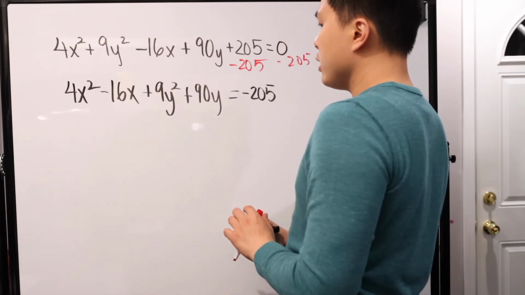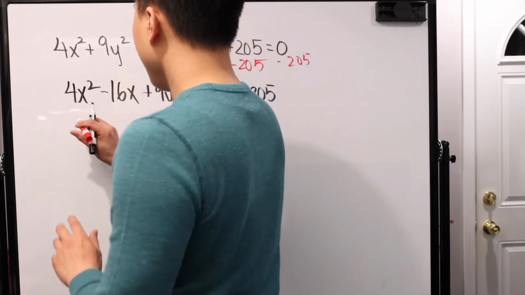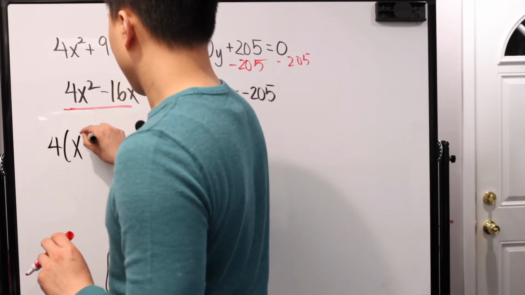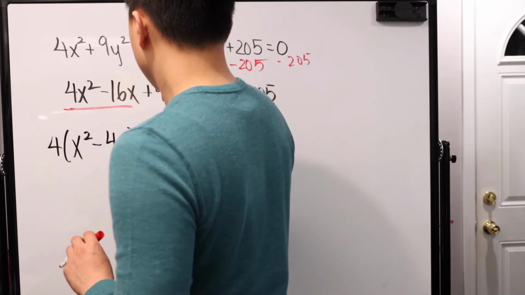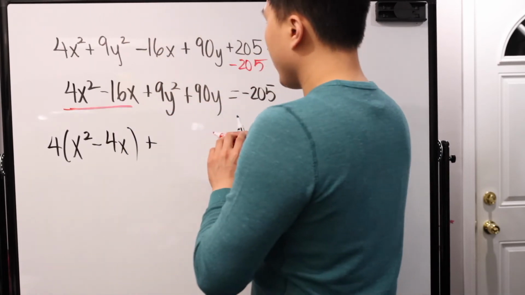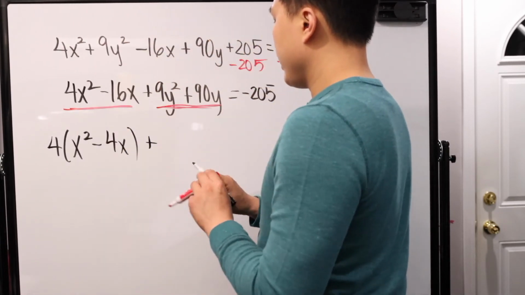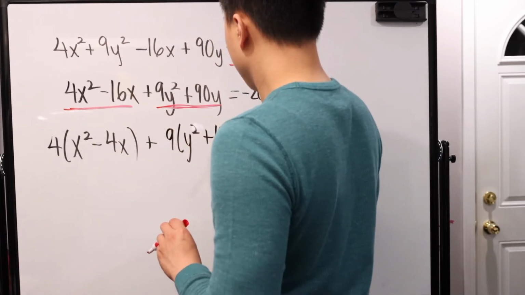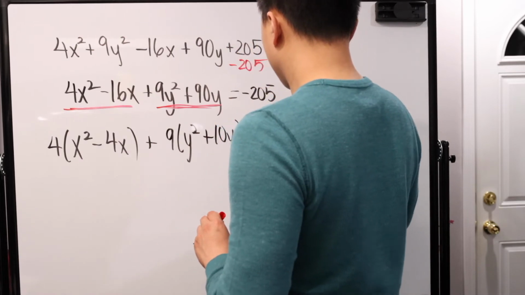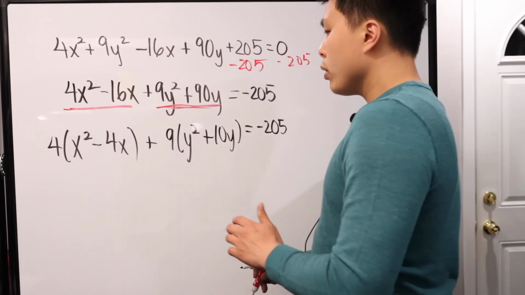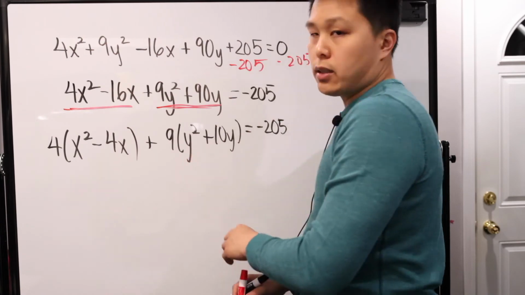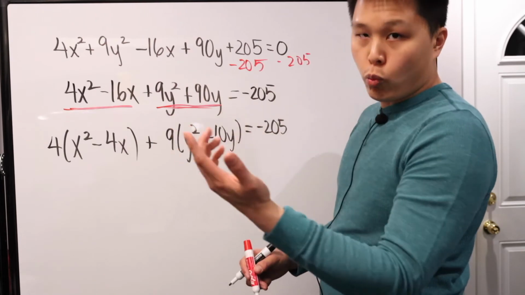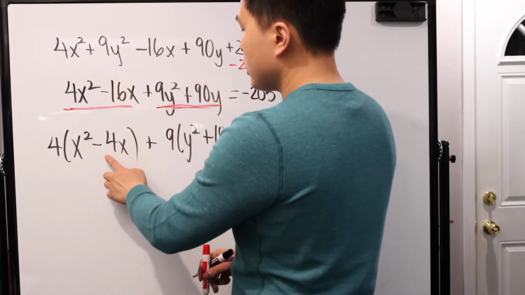All right, well, with this, for the x, I'm going to factor out the 4. That means we have x squared minus 4x. And then it's going to be plus, and for the y, I'm going to factor out a 9. So it's going to be 9 times y squared plus 10y equals negative 205. Now, what I'm going to do is complete the square for these guys so I can rewrite it. In this case, you get what's in front of the variable with the exponent 1, right? So in this case, it's going to be negative 4.